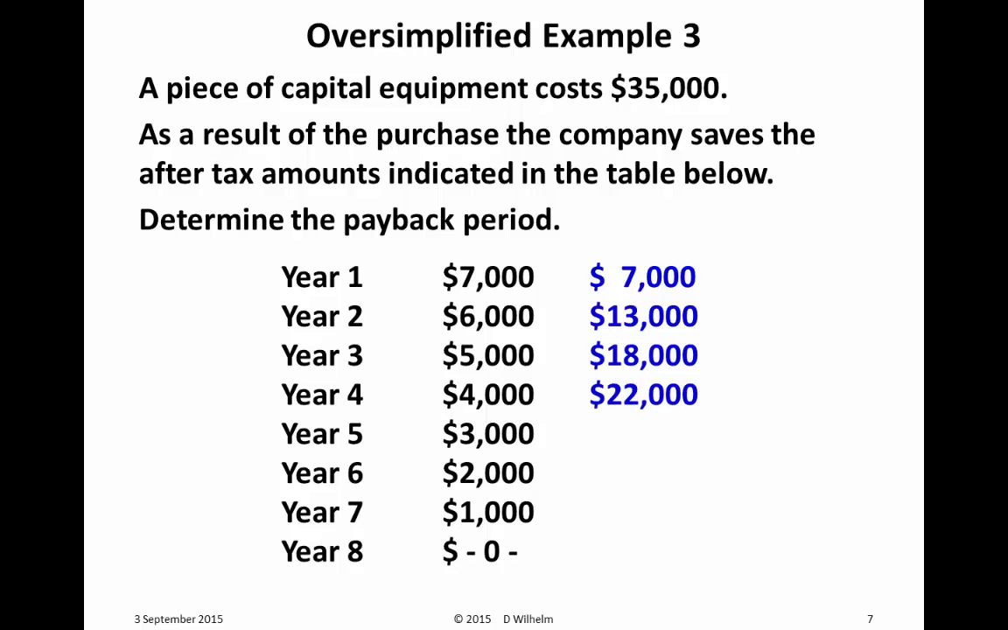Year 4, $22,000. $25,000. $27,000. $28,000. Our estimate was no savings during year 8 and afterwards. So in this case, we never did come up with the cost of acquisition, so the return on this investment would be less than the investment, so we don't do it.